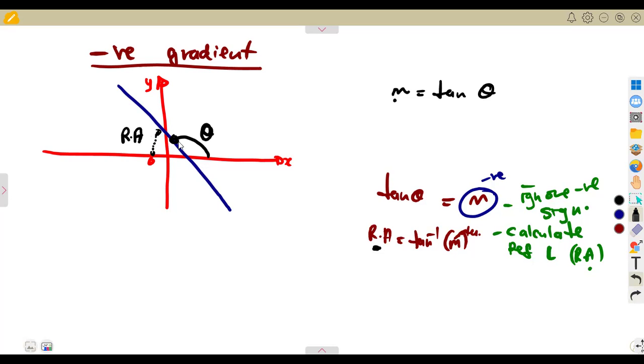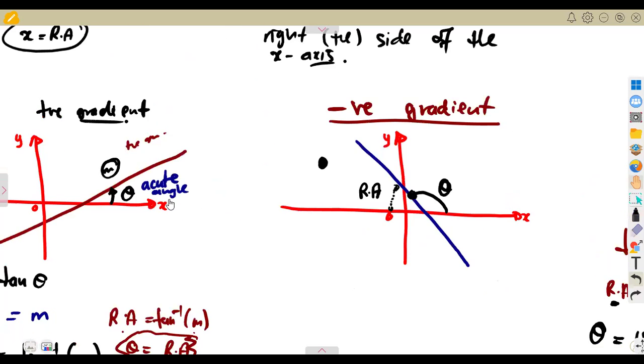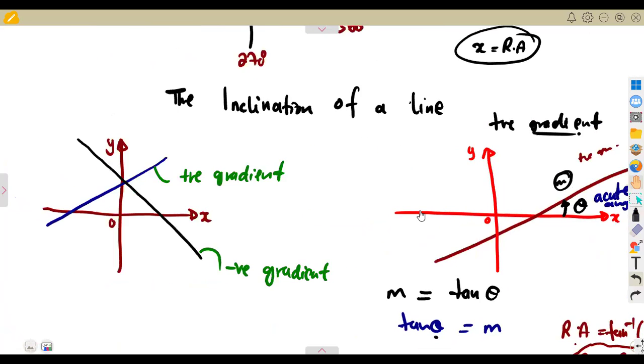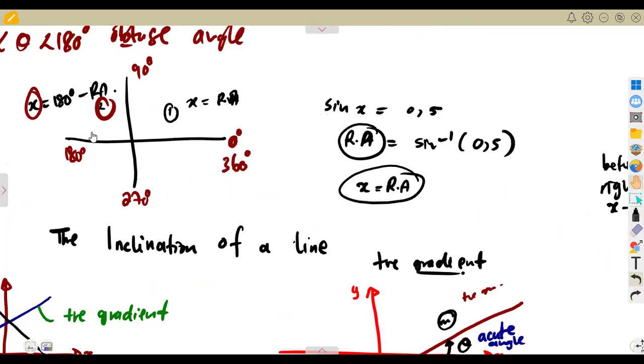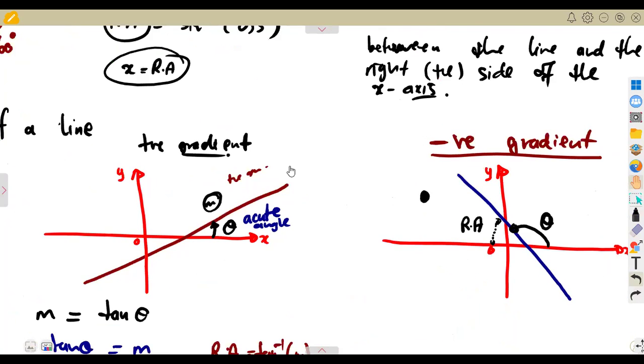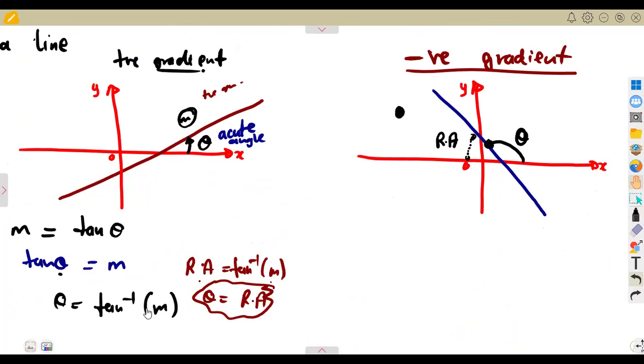So to find theta now, which is the exact angle that we want, it is going to be 180 degrees minus the reference angle. Remember the condition of the second quadrant: 180 degrees minus what? Minus the reference angle in the second quadrant. In the first quadrant, theta is equal to the reference angle. That is why here our theta was equal to arctan. There's no adjustment. Whatever you get there is your answer.